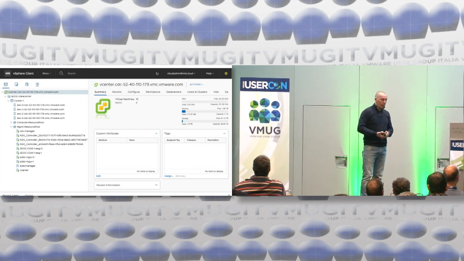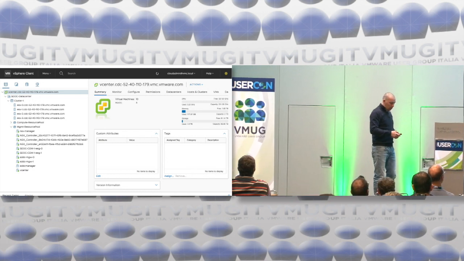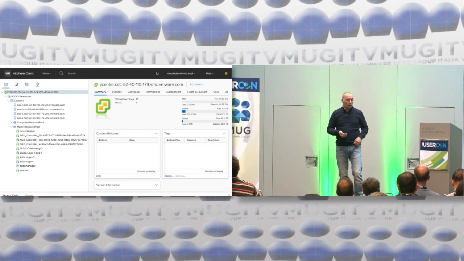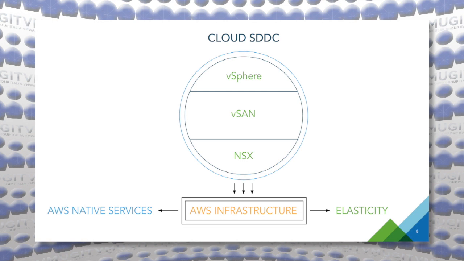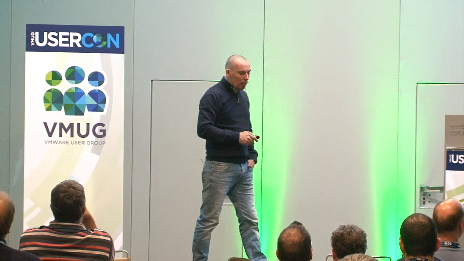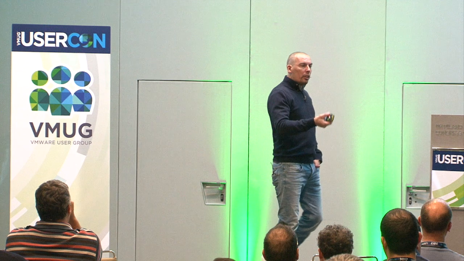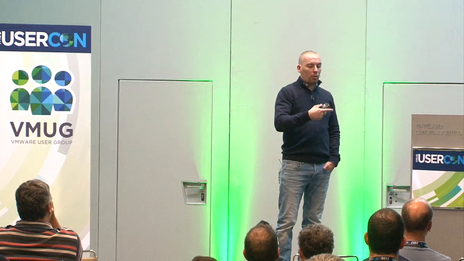infrastructure as an alternative to their own environment. But there are some other things that are interesting about this service. And that is the connectivity to the AWS native services and what we like to call elasticity. During this session, I'm going to talk about the AWS native services and elasticity along the way.